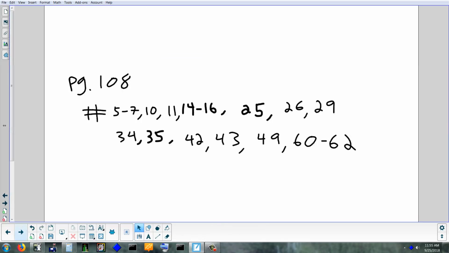All right, so the homework just kind of jumps around a little bit. So it's 5 through 7, 10 and 11, and then 14 through 16, 25, 26, 29, 34, 35, 42, 43, 49, and 60 to 62. Okay, some of it's on the graphing calculator, some of it is just solving simple inequalities by hand. But you'll remember the graphing calculator for a few of them.